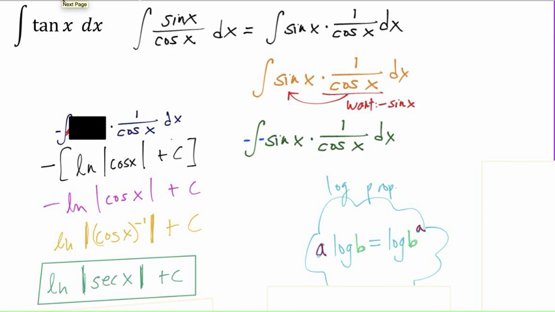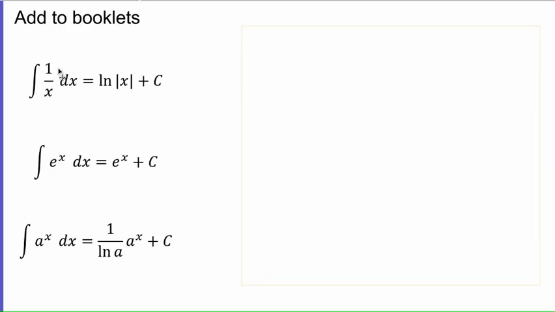We just haven't added them to our booklets, and this one is going to be one of our new ones. So we've already seen this one in class, and also some more just now. This one's pretty straightforward, and this one is sort of its cousin. Remember, A is just a number, that's not E, although it could be E. This is just a generalization of this rule right here. So those are fairly straightforward, just the opposites of the derivative rules.